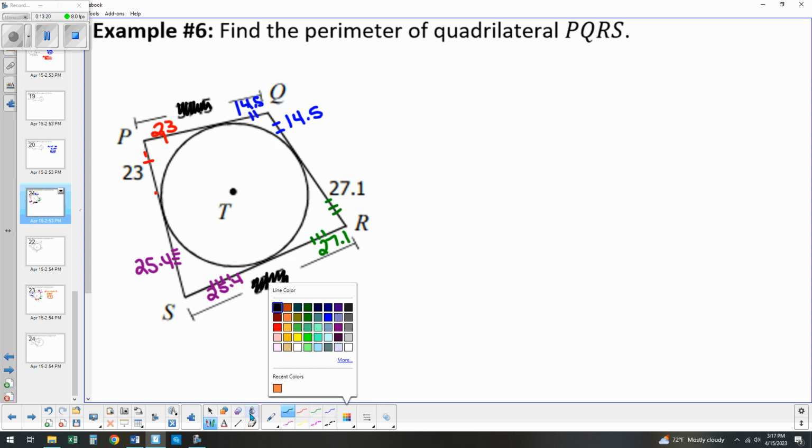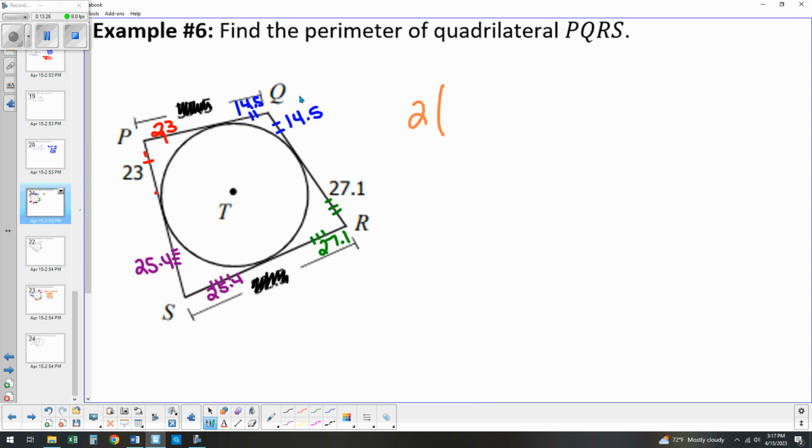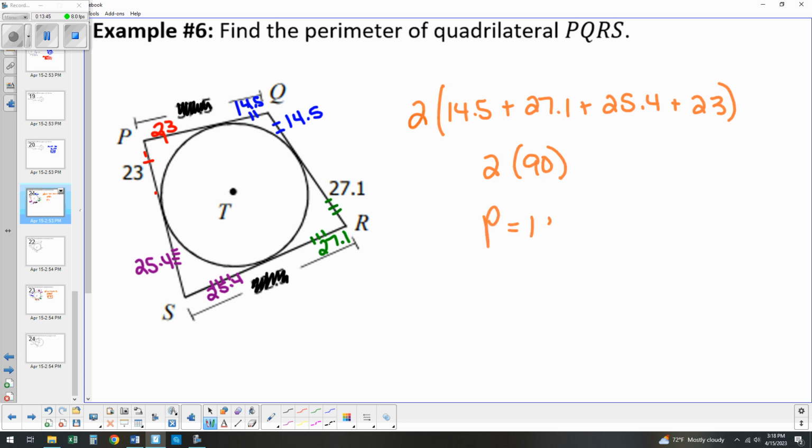So now I'm going to add up everything, and I notice there's 2 of every number. So I'm going to do 2 times, and I'm going to add up 1 of each number now. 14.5 plus 27.1 plus 25.4 plus 23. So we're going to do 2 times all of this. So it's really 2 times 90, and we get a perimeter of 180.